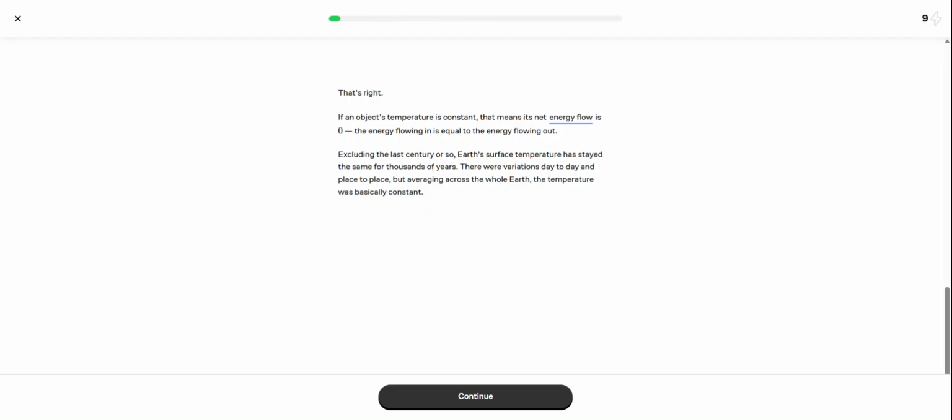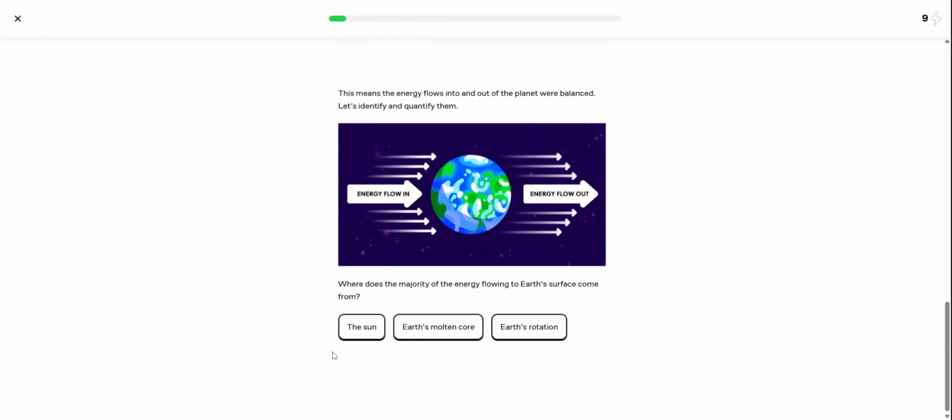Excluding the last century or so, Earth's surface temperature has stayed the same for thousands of years. There were variations day to day and place to place, but averaging across the whole Earth, the temperature was basically constant. Continue to the next screen. This means the energy flows into and out of the planet were balanced. Let's identify and quantify them.